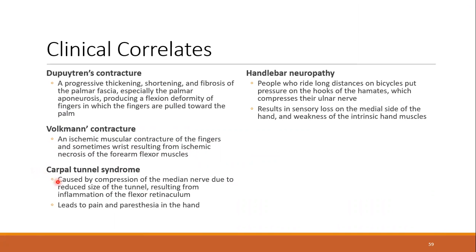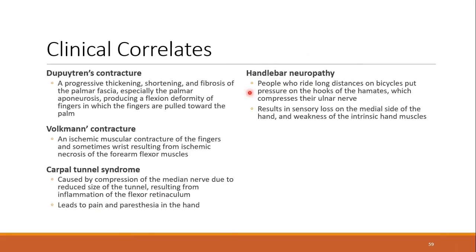Carpal tunnel syndrome is caused by compression of the median nerve in the carpal tunnel. This can be from inflammation of the flexor retinaculum, which remember is the roof of your carpal tunnel. It's going to lead to pain and paresthesia in the hand, specifically in the distribution of the median nerve. So the first and second lumbricals and the thenar eminence, so your thumb, index, and forefinger, you would expect to have pain and paresthesia in that area.